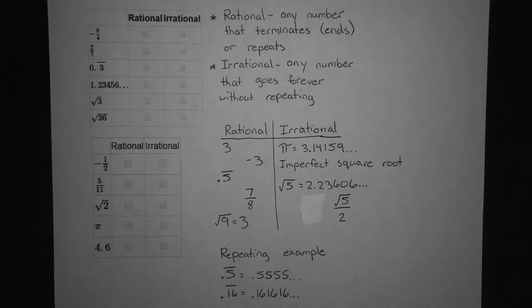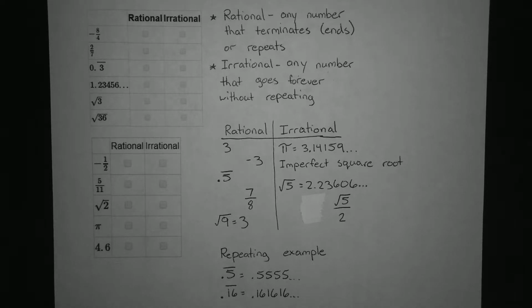So now I'm going to show you how to find out if something is rational or irrational. And for any math geniuses out there who are watching this video, I know it is only about 99% accurate and I'm missing a few things, but this is expressly designed for my students. So my definition of a rational number is any number that terminates, which means it ends, or repeats. An irrational number is any number that goes forever without repeating.